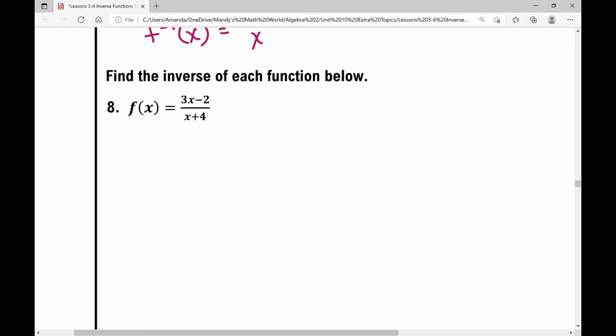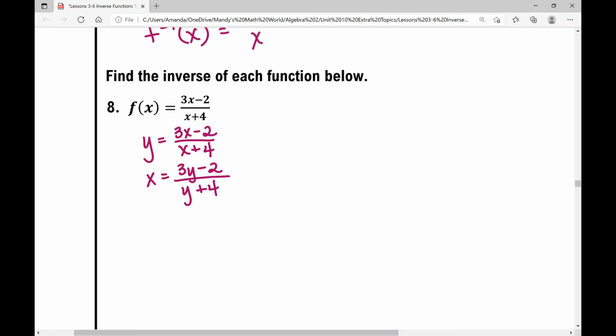It doesn't always happen. So let's move on. I'm going to algebraically find the inverse of this function. The first thing I'm going to do is replace f of x with y, 3x minus 2 over x plus 4, and then I'm going to switch x and y. So x equals 3 times y minus 2 over y plus 4.